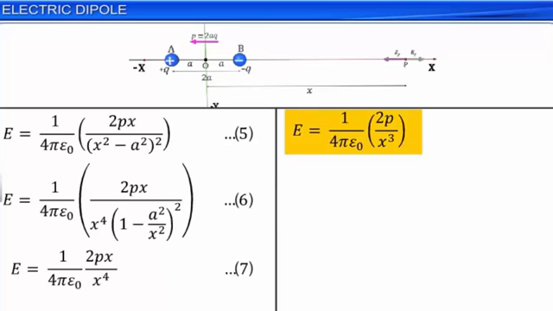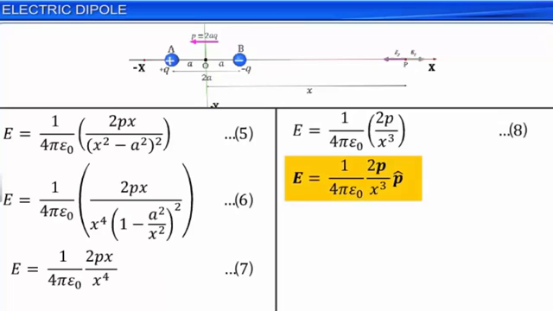In vector notation, equation 8 can be expressed as E is equal to 1 by 4 pi epsilon naught, 2p by x cube into p cap, where p cap is the unit vector along the dipole axis in the direction of minus q to plus q. Let this be equation 9.